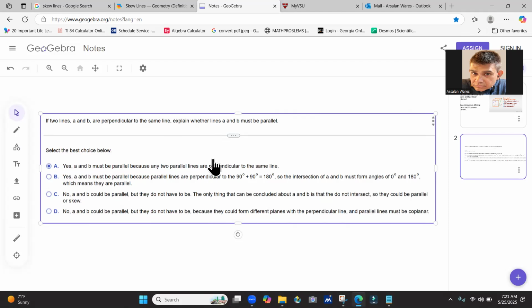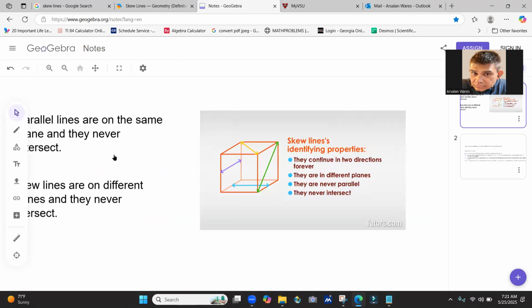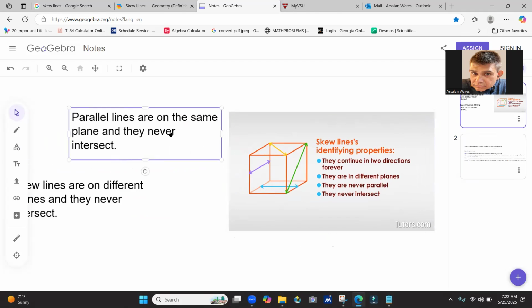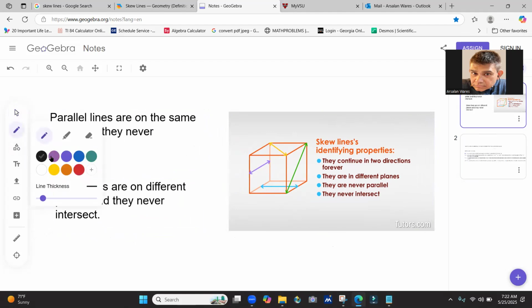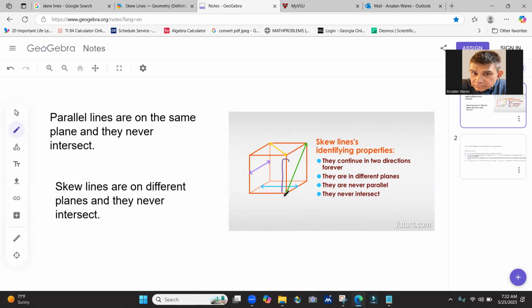So let me first explain what we mean by skew lines and parallel lines. Parallel lines are on the same plane and they never intersect. So in this picture, this line and this line are parallel because if you extend them, they don't intersect and they're on the same plane. They're on this plane.